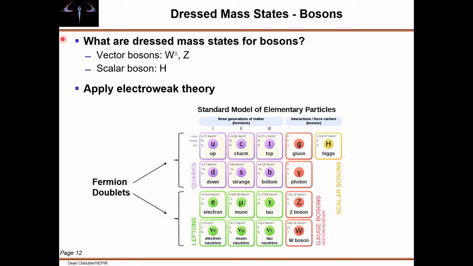Now, what are the dressed mass states for bosons? We have the charged W and the neutral Z and the Higgs boson. Well, let's apply electroweak theory and see what those dressed mass states are.